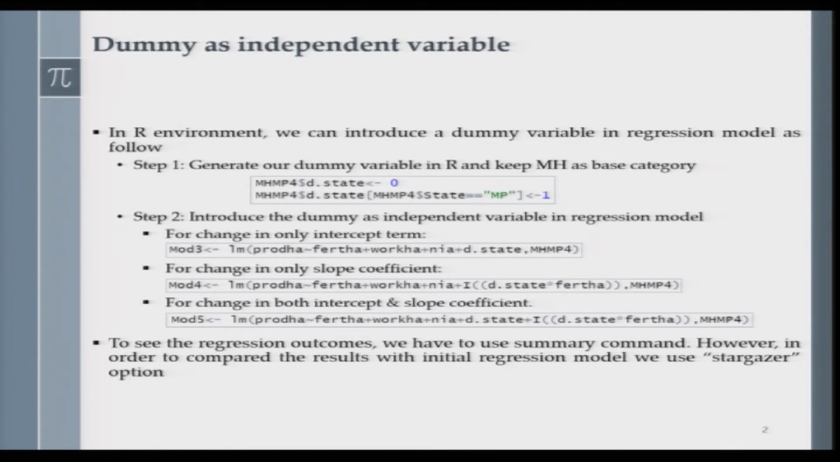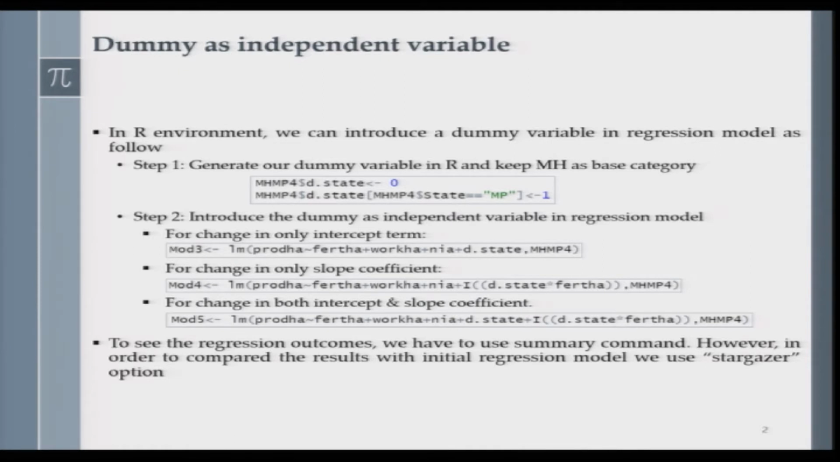Now concentrate on the model 4 code or command that I have shown here. Note that I have taken out the dummy variable d.state as it was there in model 3, and now I am replacing that variable by this interaction variable d.state times FERTHA. So, here we are talking about only the change in the slope coefficient, but not in the intercept.